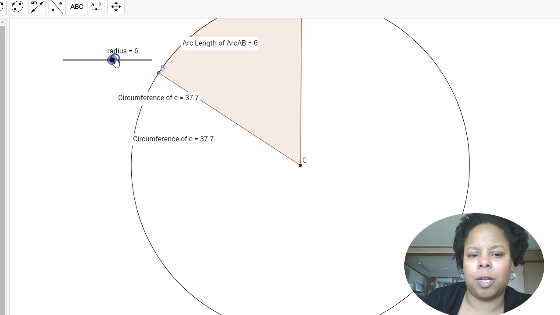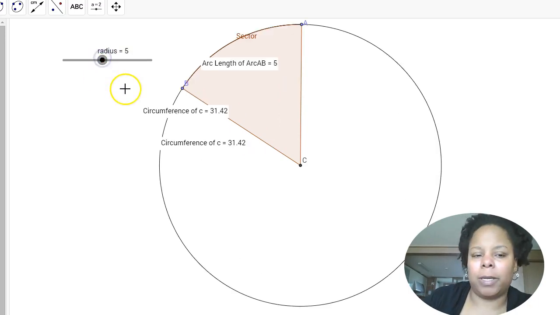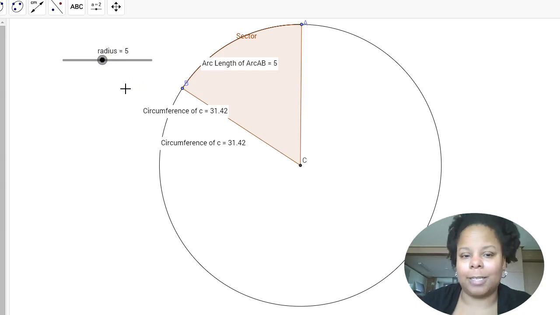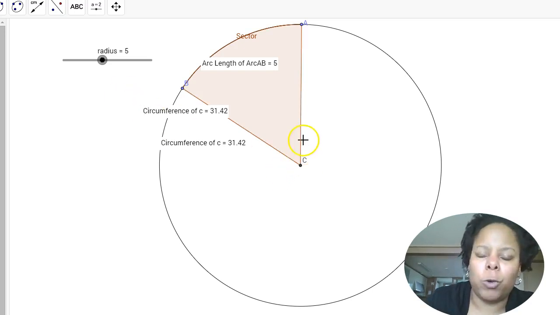If I were to divide the circumference by the arc length, I would get around 6.28, which makes sense because the formula for circumference involves the radius. So I get around 6.28, which is around 2 pi. But now my question is, what's the measure of the degree of the angle that produces that arc?